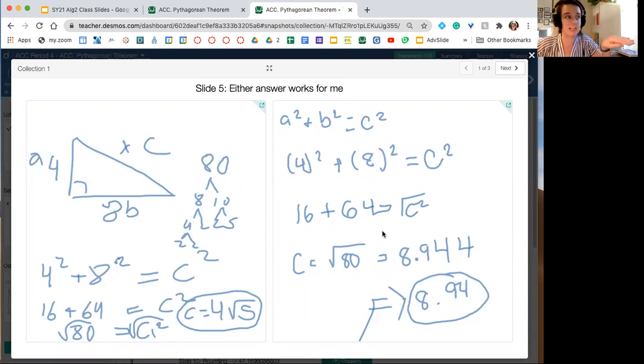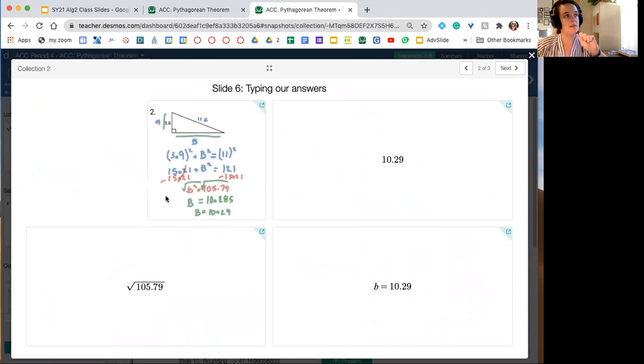So for all the slides, you can either leave it in the exact format with a radical, or you can leave it with 3 decimals rather than 2. My next part here is that when you are typing your answers, I saw a variety of different things. One, I saw people leave it in the radical form. That is great, no problem. Two, I saw some people were only putting 2 decimal places. Make sure that you're putting 3.